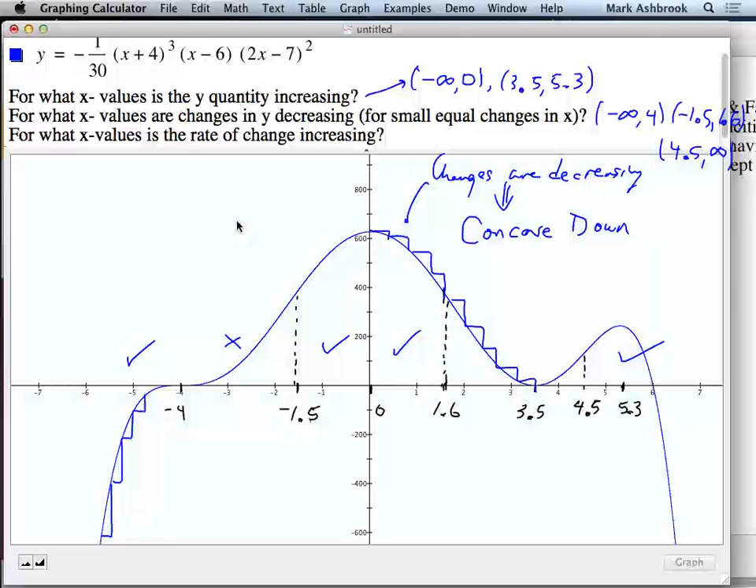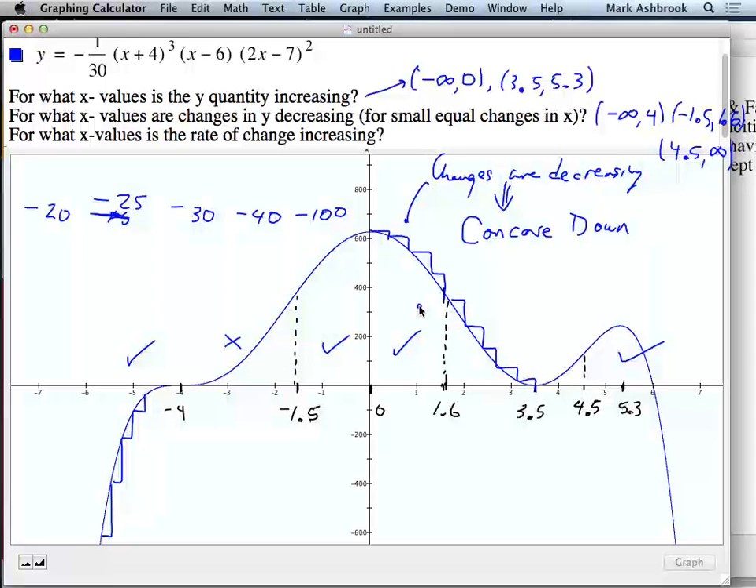0 to 1.6. So first we say, what are the changes doing? Are they increasing? Yeah, see, that's what's confusing. They're not increasing. The changes are negative, and they're getting bigger and bigger negative. So if I gave you this list of numbers, are those numbers increasing or decreasing? They're decreasing. And that's exactly what these changes are doing. They're negative and becoming bigger negative. So those changes are decreasing.